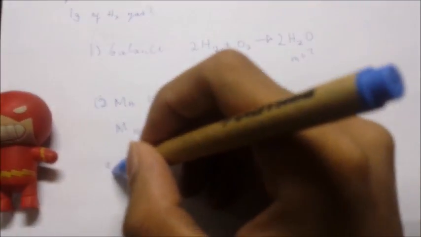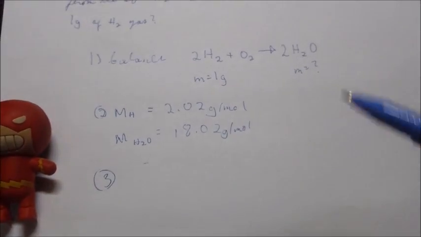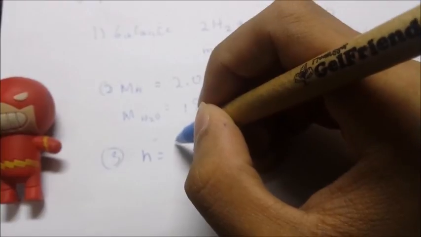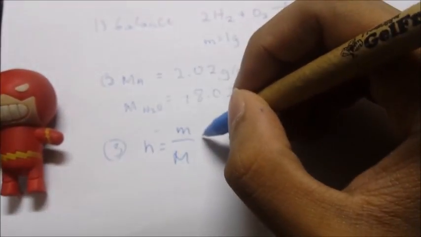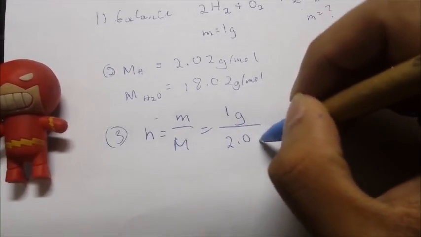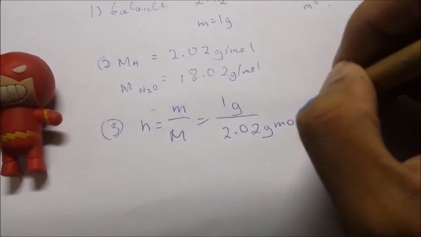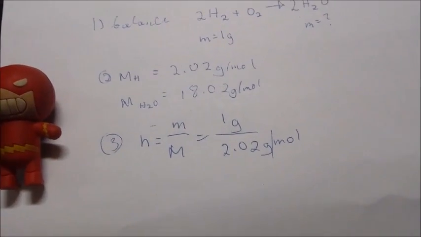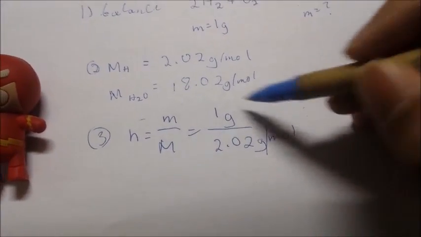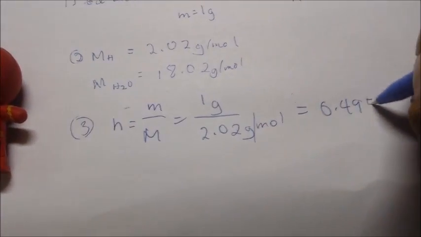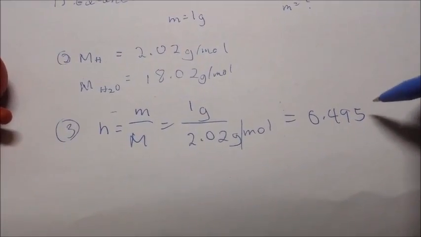So step 3 is we get the number of moles of what we have, and what we have right now is 1 gram of hydrogen gas. So what we're gonna do is number of moles is equal to mass over molar mass, which is 1 gram over 2.02 grams per mole. Applying to what we had way earlier, see the formula, and it's gonna be equal to 0.495 moles.